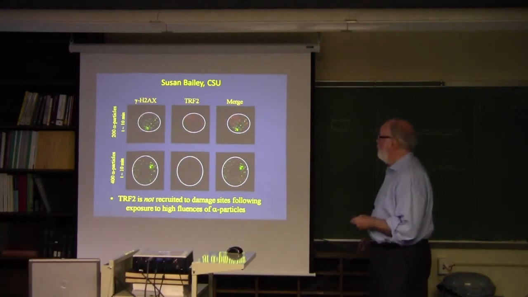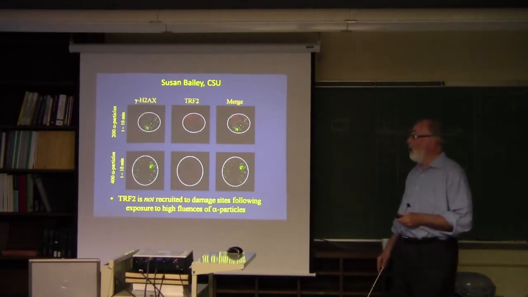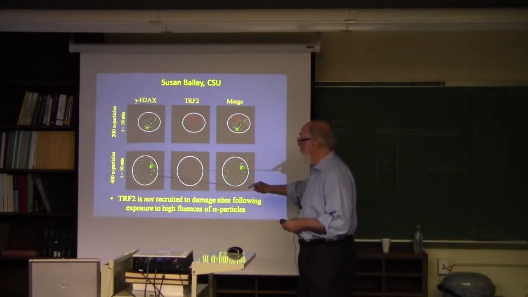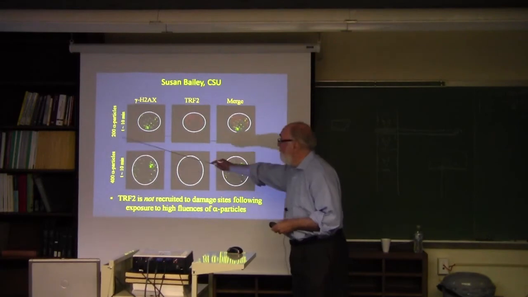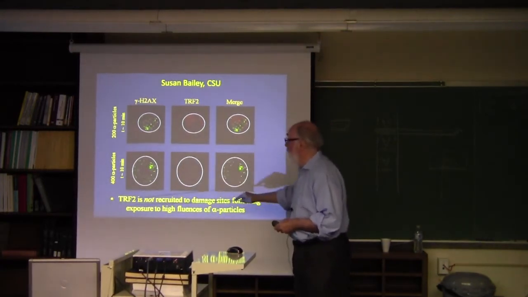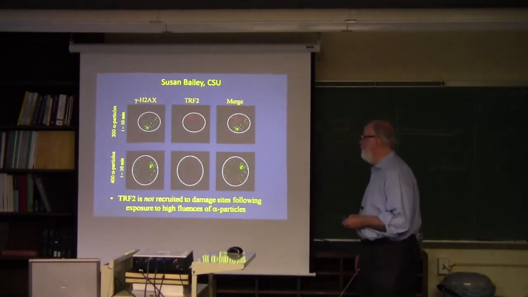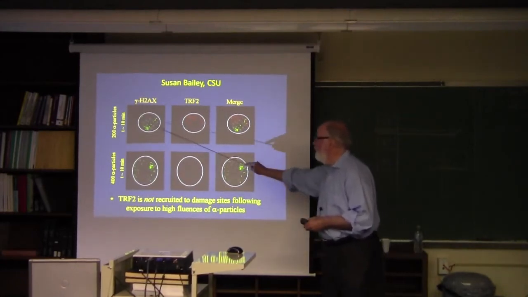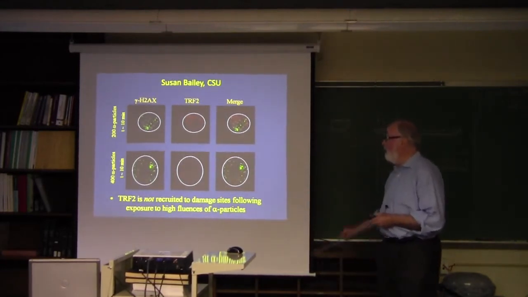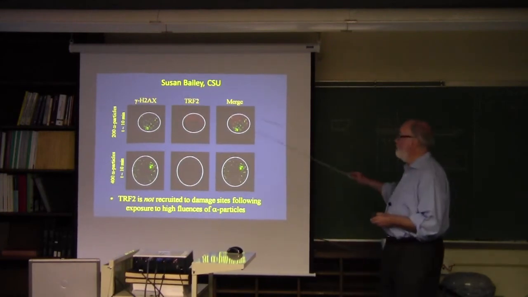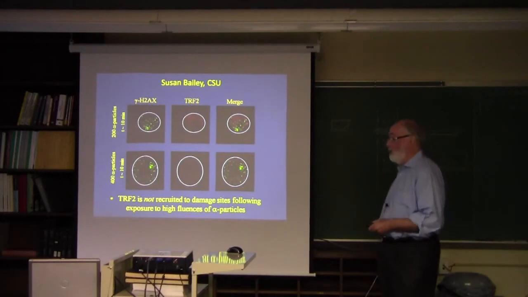And the question was, is this TRF2 associated with known DNA damage repair factors? So in this instance, this is the site of irradiation here. This is the site of irradiation here. 200 alpha particles after 10 minutes, this is what you get. 400 alpha particles after 10 minutes, this is what you get. And the question is, is this factor associated with the DNA damage repair sites? And very clearly, it is not. You merge them and no.